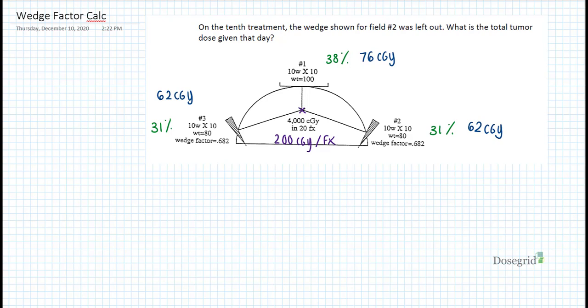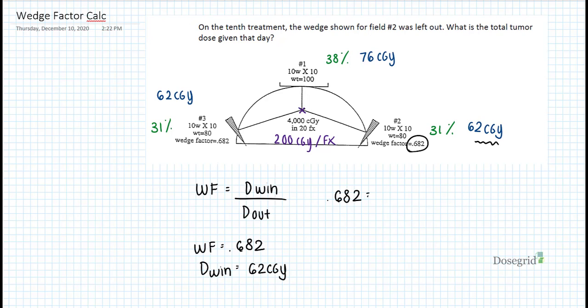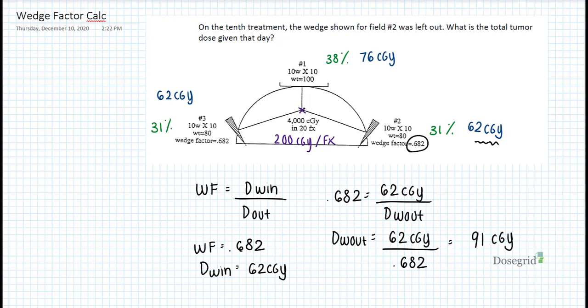In field 2, again, the wedge was left out. The wedge factor is the dose with the wedge in over the dose with the wedge out. So 0.682 equals 62 centigray, as we found earlier, over the dose with the wedge out. Solve for the dose with the wedge out, and you get 91 centigray.